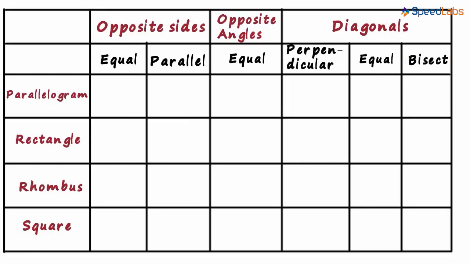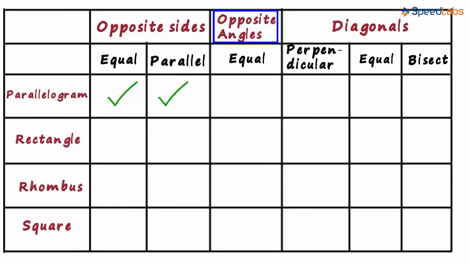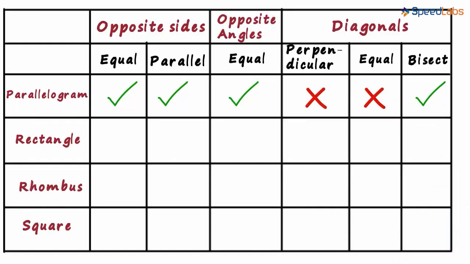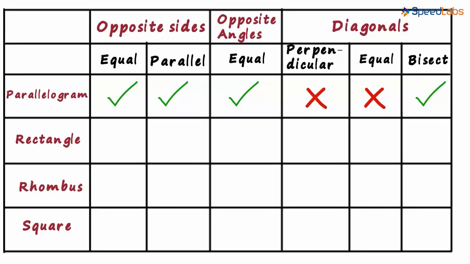Previously, we have learned that the opposite sides of a parallelogram are equal and parallel. The opposite angles of a parallelogram are also equal, and the diagonals bisect each other. But are the diagonals perpendicular or equal? No, the diagonals are not perpendicular and are unequal. Understanding the first row will give you an idea about many cells of this table.